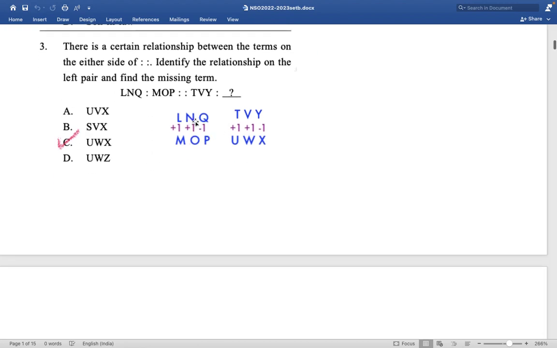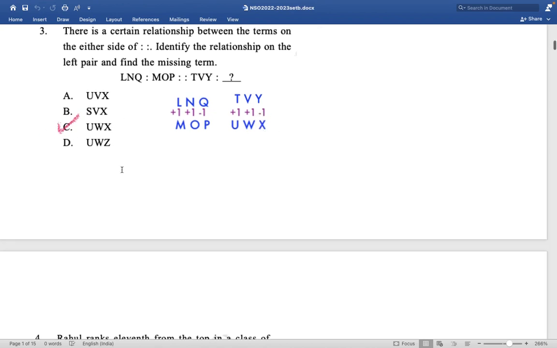Here, to each letter of the word, one letter is being added. L plus one letter is M. N plus one letter is O. Q minus one letter is P. T plus one letter is U. V plus one letter is W. And Y minus one letter is X. So C is the answer.